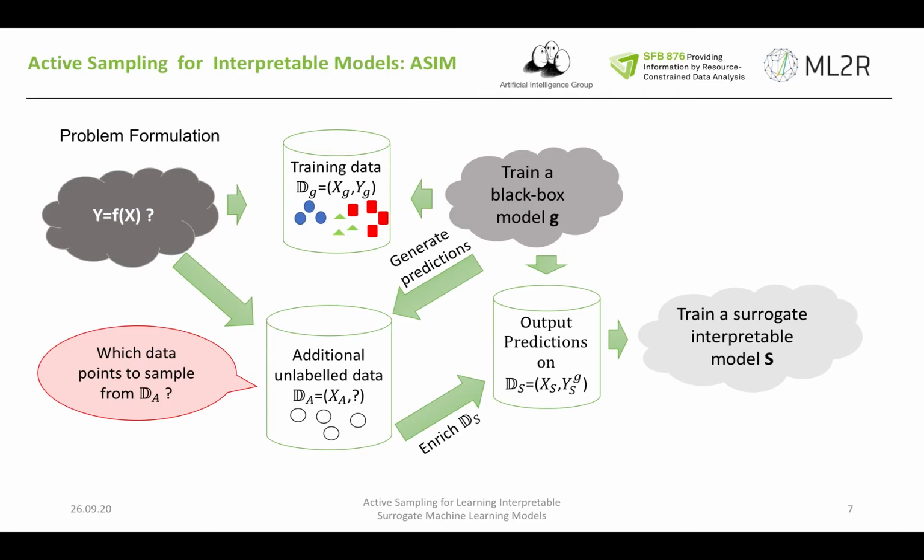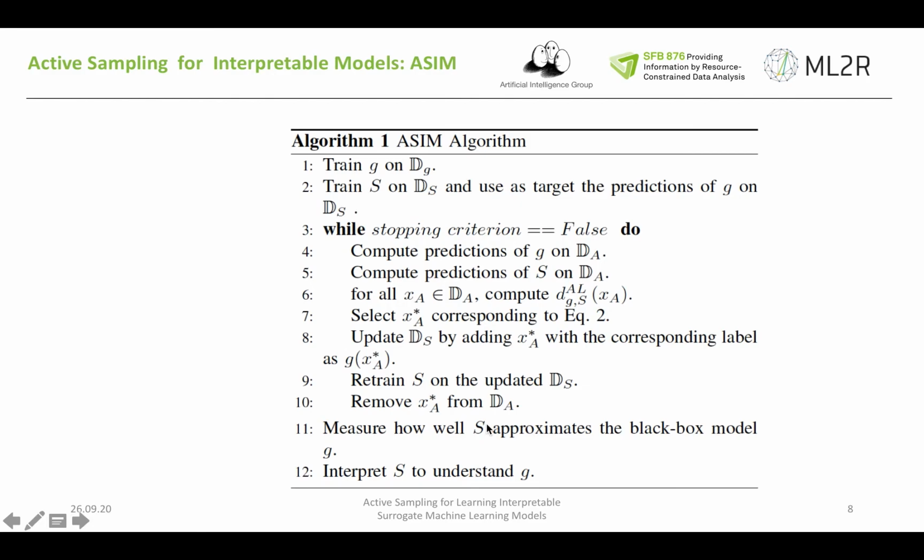Here the question to ask is which data points we need to sample from DA. A naive way, of course, would be to consider all the data points in DA to enrich the DS. However, we propose an active sampling approach based on the active learning paradigm that selects the most informative data points to be added for the training of the surrogate model, so that we improve the approximation quality of the black box model G by S.